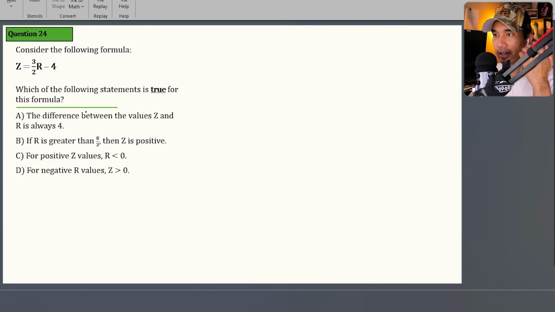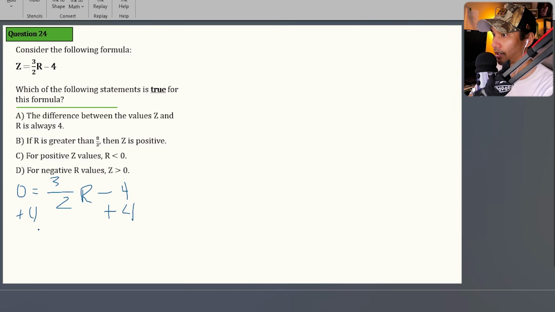Okay, so again, we're going to find the cutoff where Z is equal to 0. So we're going to go 0 equals 3/2 R minus 4, plus 4 on both sides, and then we got 4 equals 3/2 R.